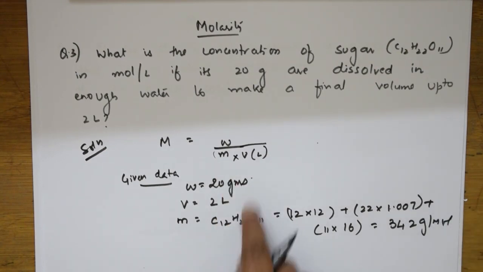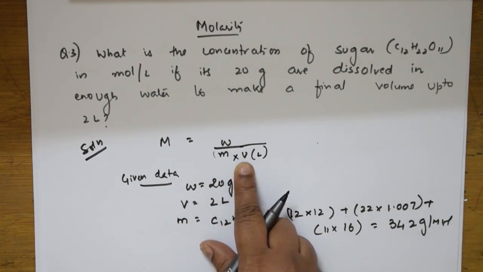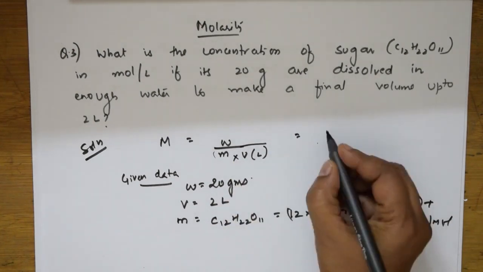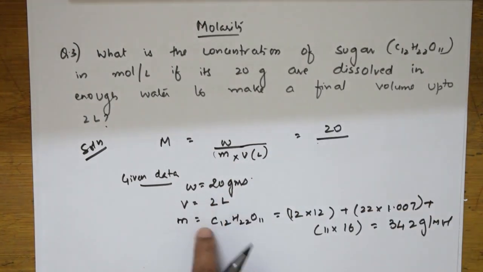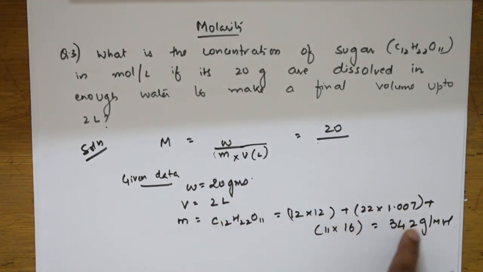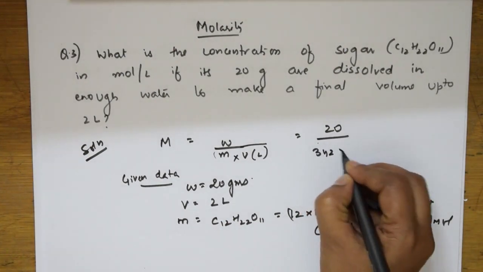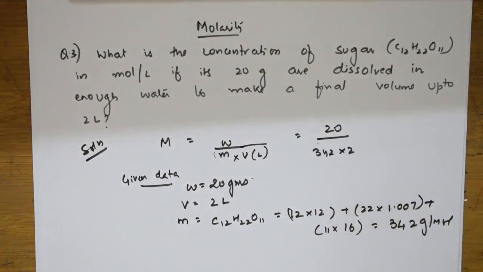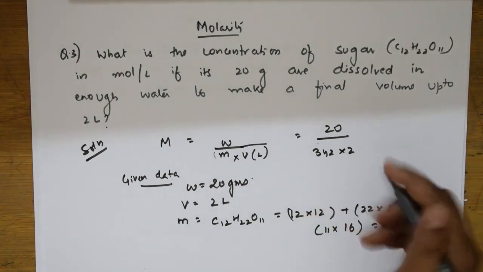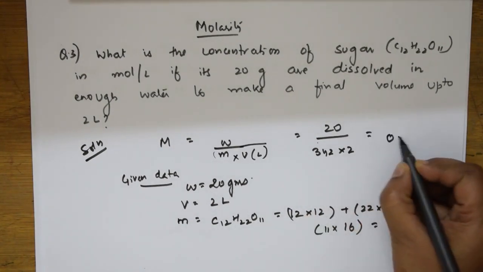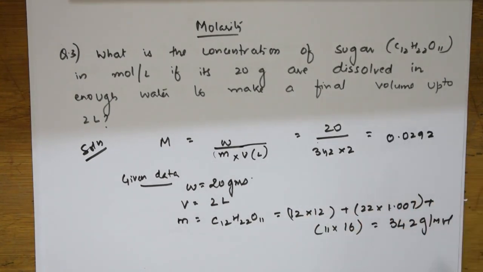Okay, all are ready. I can directly substitute in this, isn't it? Yes, let's substitute. How much is the weight? 20. How much is the mass given to us? Your calculated mass, it is 342, into 2, because everything is in liter. So when I solve this, I get an answer of 0.02092.